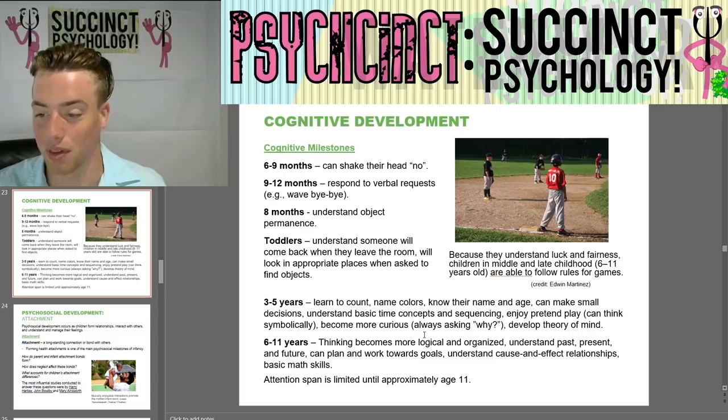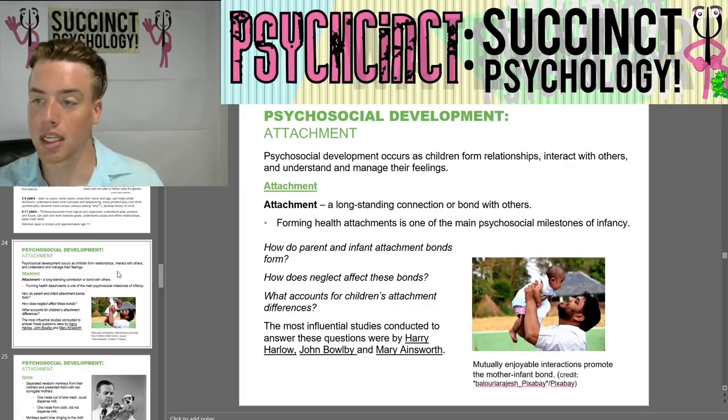At 6 to 11, thinking becomes more logical and organized. They understand past, present, and future and can plan and work towards goals, understand cause and effect relationships, and basic math skills. Their attention span is limited until approximately age 11. Because they understand luck and fairness, children in middle and late childhood, ages 6 to 11 years old, are able to follow rules for games. So, football, basketball, baseball.